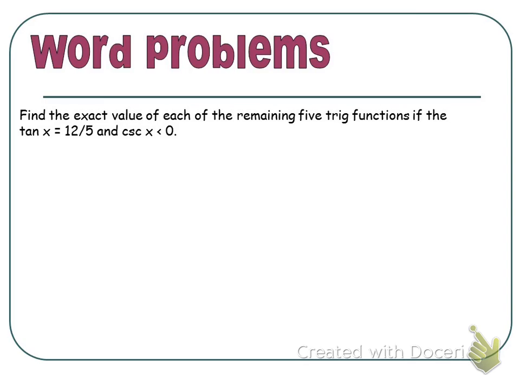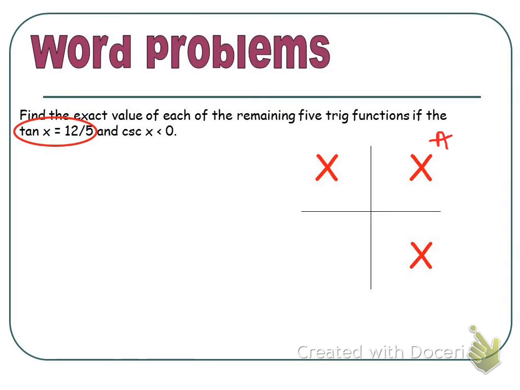Find the exact value of each of the remaining 5 trig functions if the tangent of x is equal to 12 over 5 and the cosecant of x is negative. So the information that we're given to work with here tells us that the cosecant, which is the sine, is negative. Right? So we can eliminate the quadrants where the sine is positive. It's not in the first quadrant, it's not in the second quadrant. We're also told that the tangent has to be positive, which eliminates the fourth quadrant because only the cosine is positive there. So this angle is in the third quadrant.